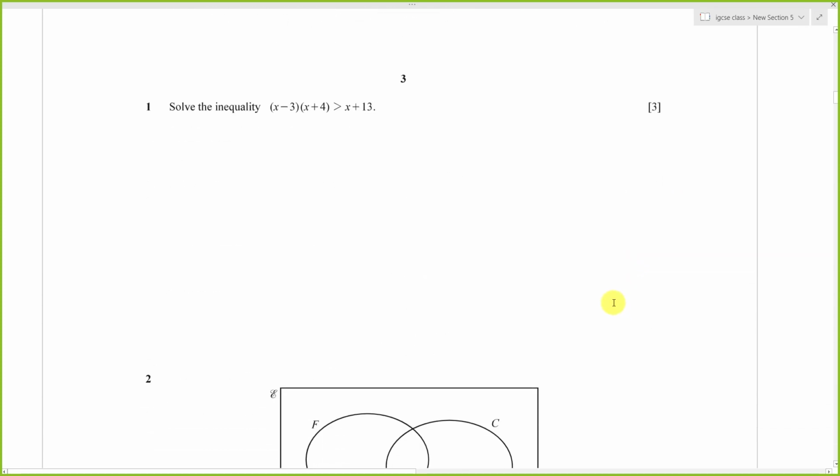It's an inequality question, so basically this 3-mark question is quite easy. You just need to expand it and then solve it. But remember, whenever you want to solve a quadratic inequality, you must be very careful because it is not like an equation. So I will just expand this one. I will have x squared plus 4x minus 3x will become plus x minus 12, bigger than x plus 13.